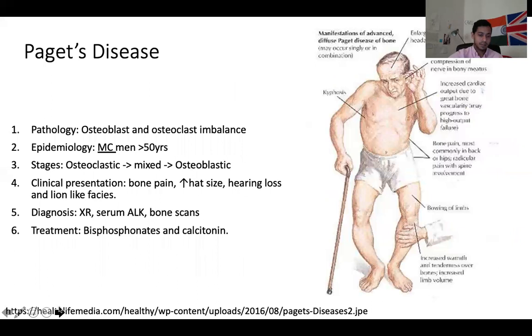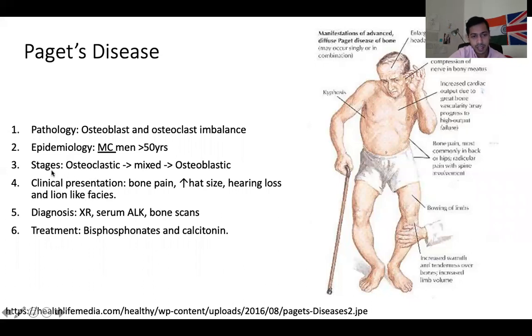Paget's disease. So Paget's disease is an imbalance of osteoblasts and osteoclasts. It's most common in men over the age of 50 years, and its etiology is possibly due to a viral infection, for example, paramyxovirus, which can cause an infection of osteoclasts.